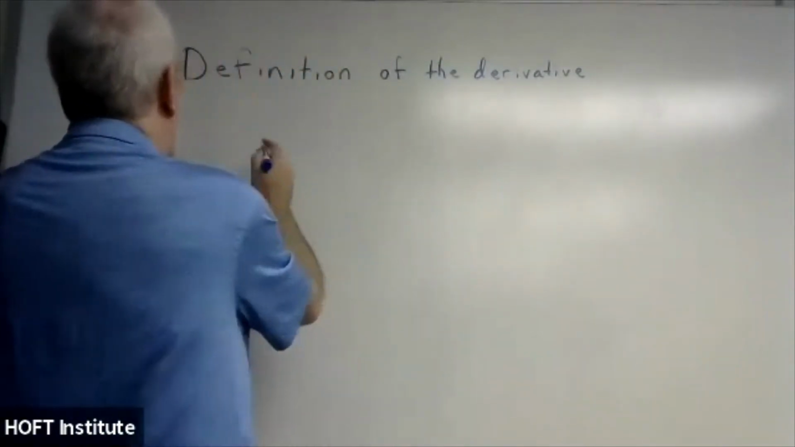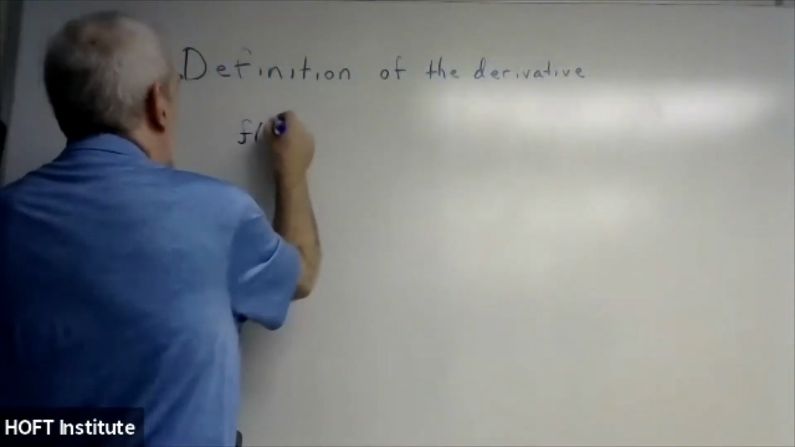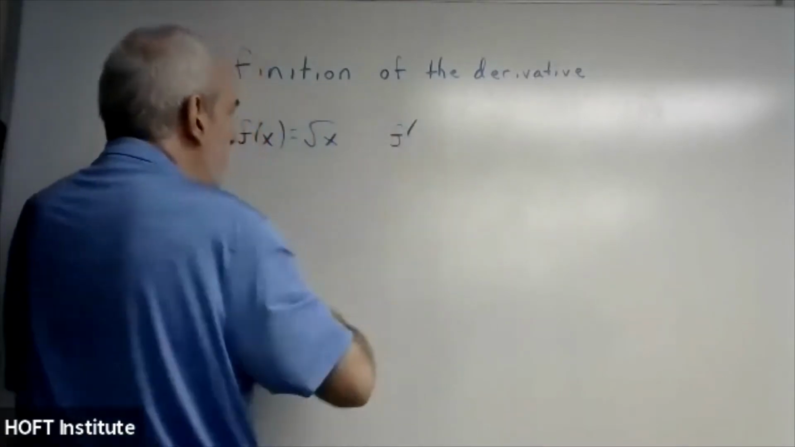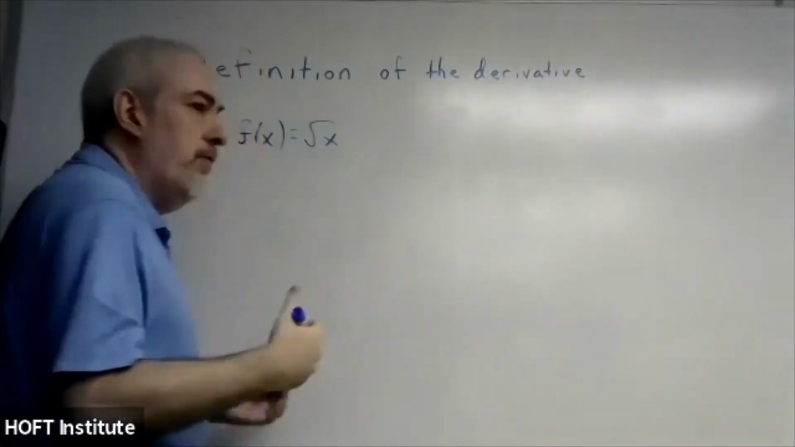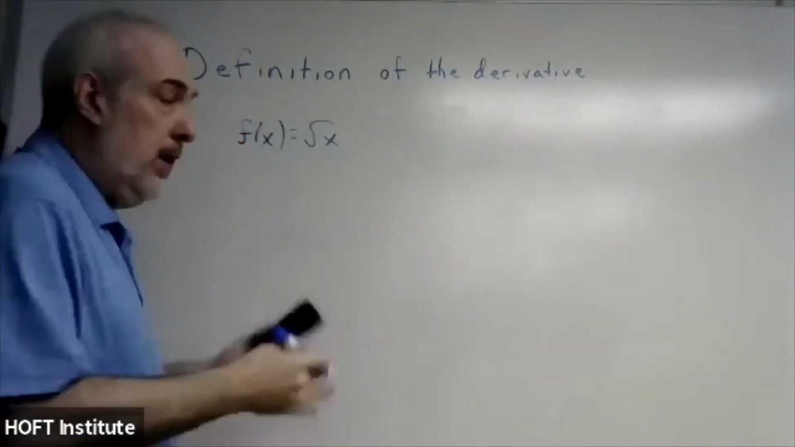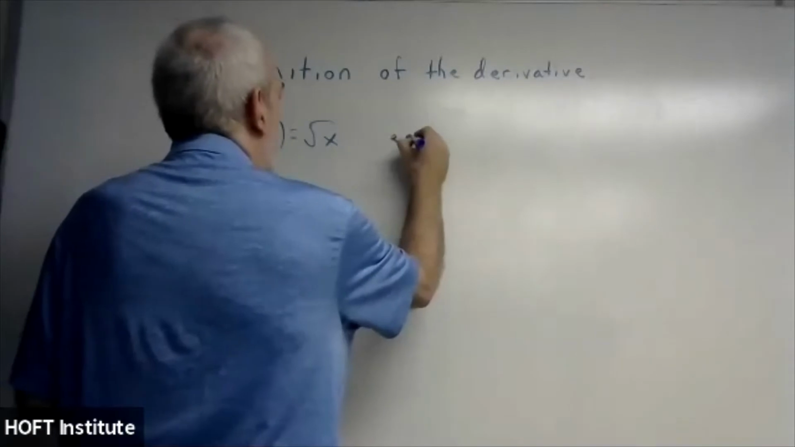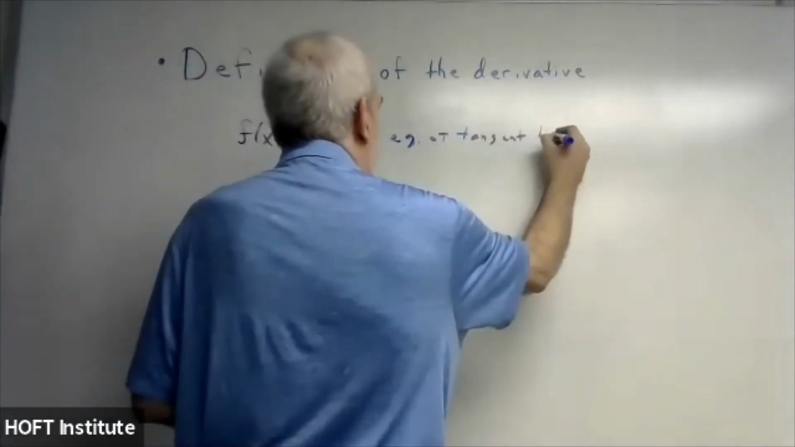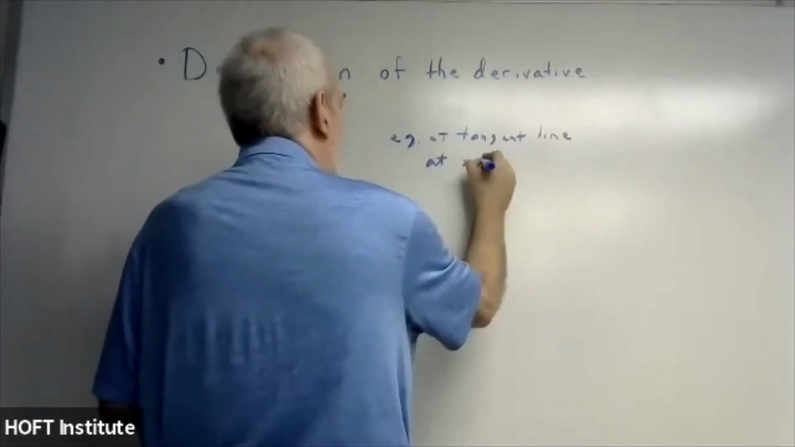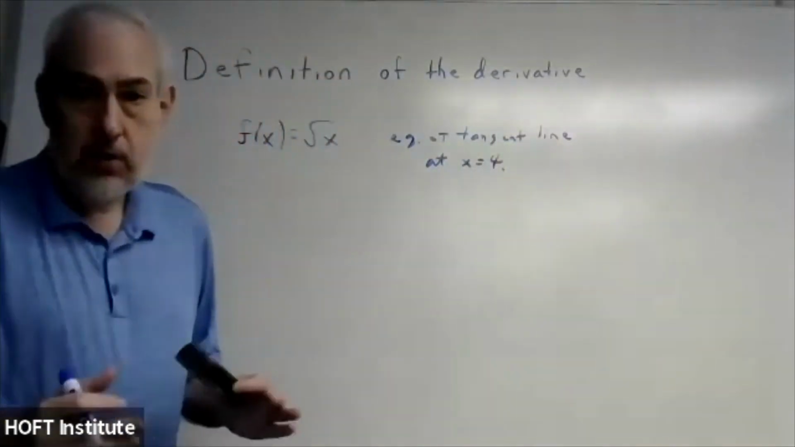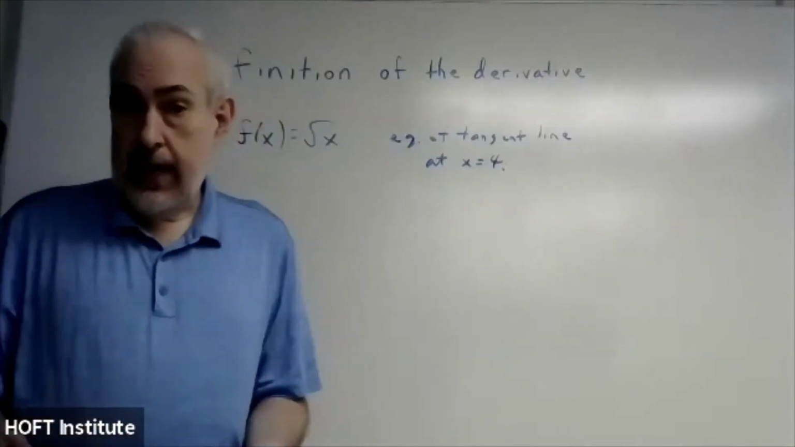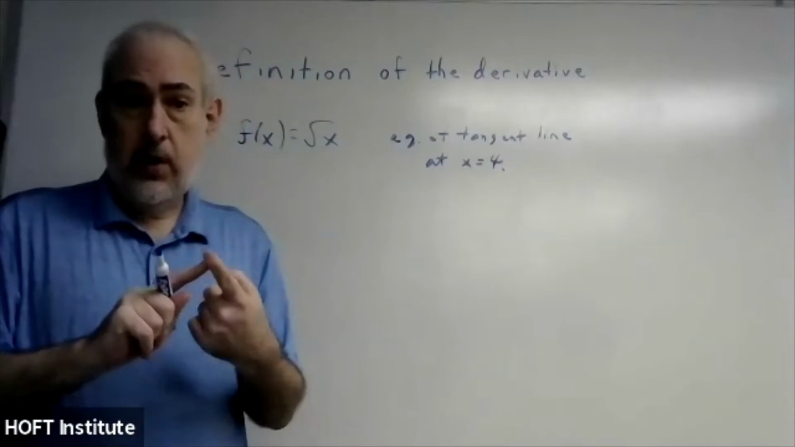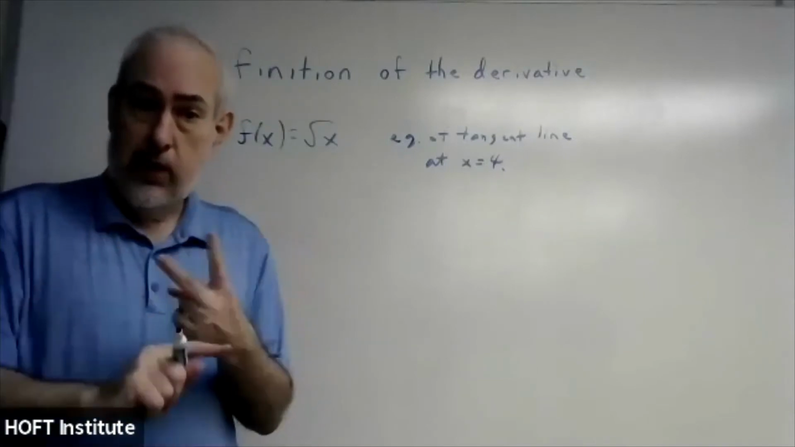So what if our function is square root of x, and instead of finding the derivative at x equals 4, let's find the equation of the tangent line at x equals 4. To get an equation of a line, we usually need two pieces of information. We need a point that's on our line, and we need to know the slope of the line.